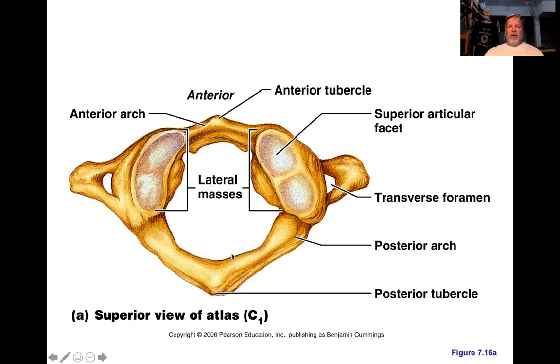The interesting part is you have these surfaces, these articulating surfaces for the occipital condyles. So the skull sits down on this part. So this holds up the skull, and that's the job of C1.